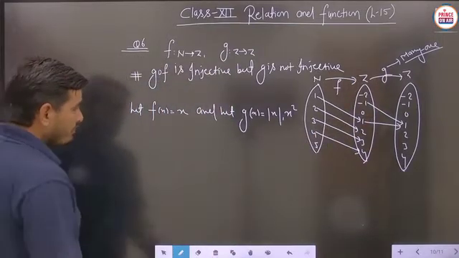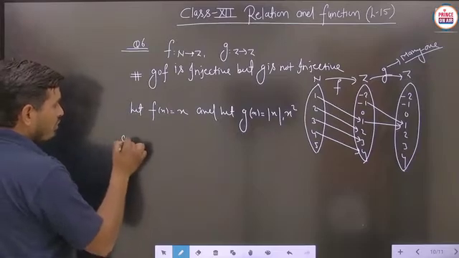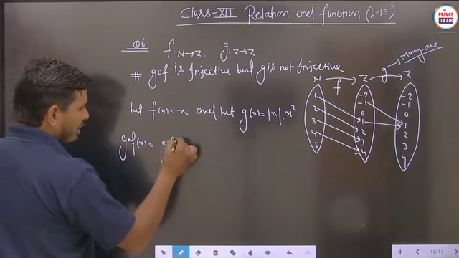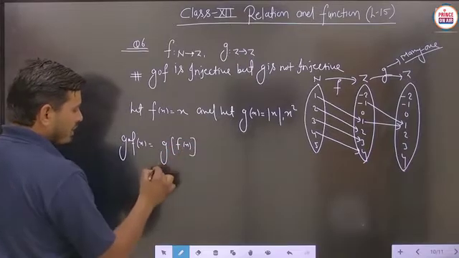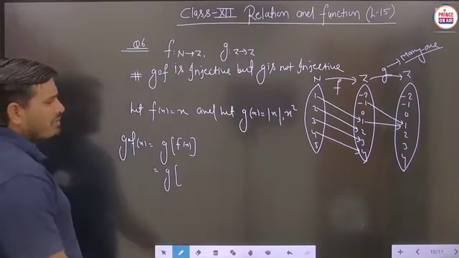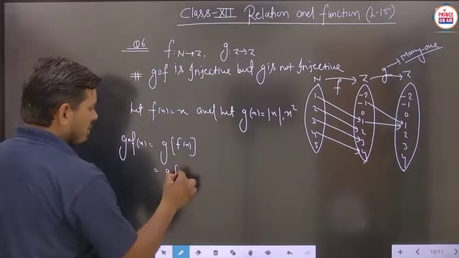Now suppose we have to find g of f. So g of f of x can be written as g of f of x. So basically f of x, suppose we are taking here either modulus x or x square, you can take either of the parts. So this is x.